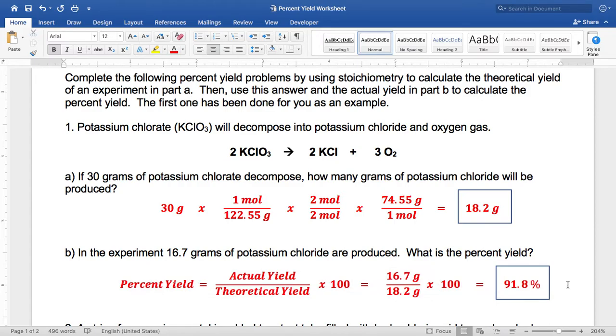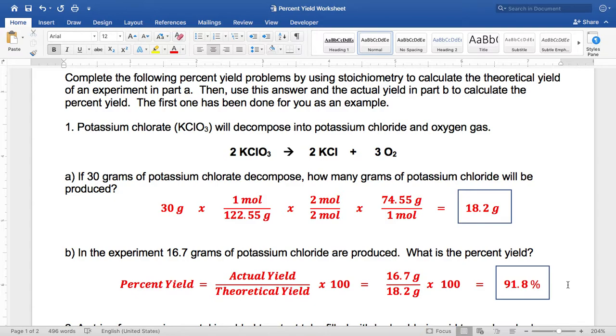So this is actually pretty good. I expected to get 18.2 according to the stoichiometry. In the lab, I got 16.7 for a yield of almost 92%. That's actually pretty good. Remember, the higher the percent yield, the better the experiment was. There were fewer errors. We got almost 100% of what we wanted.